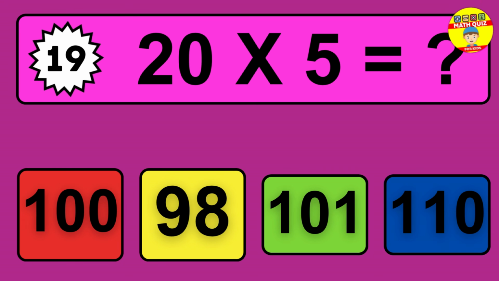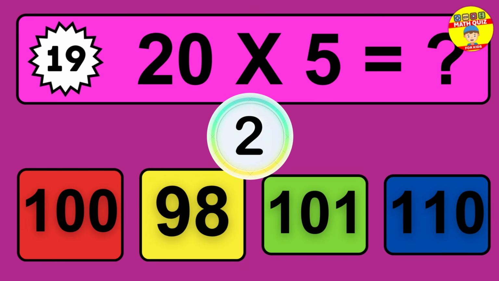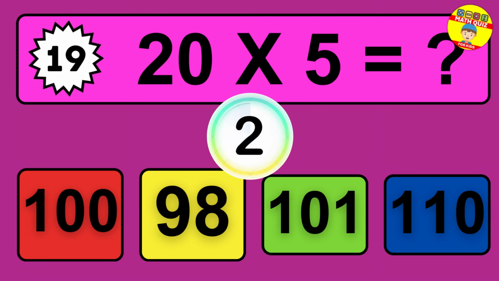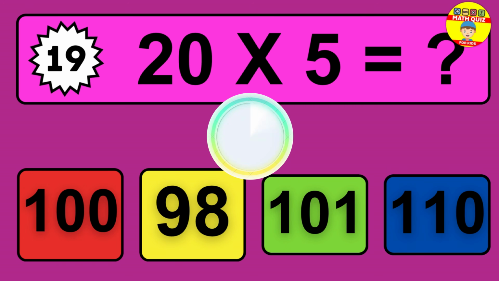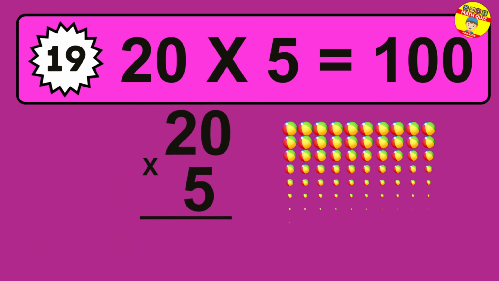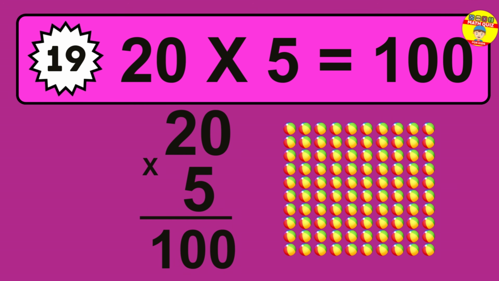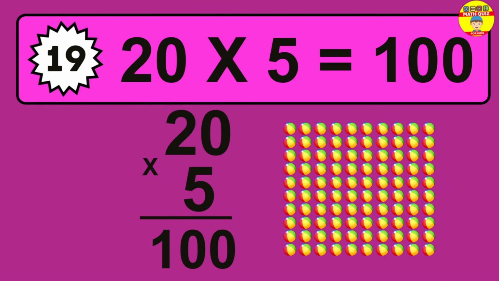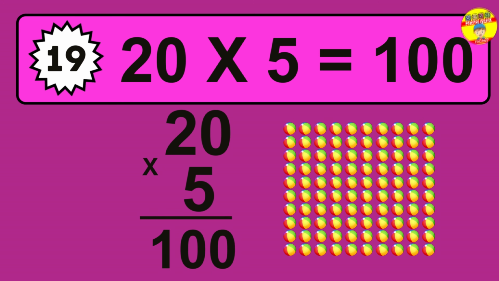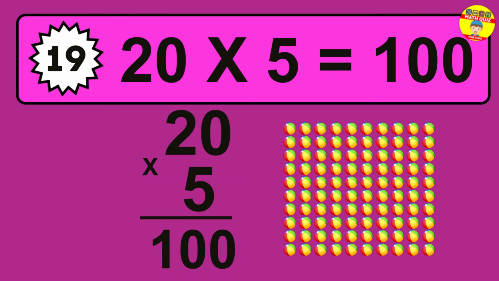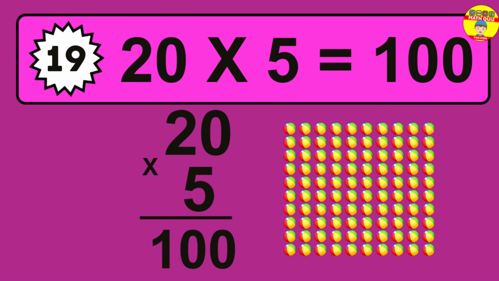Question 19. 20 times 5 equals what? So, the answer is 20 times 5 is 100. To calculate, we have 20 groups with 5 balls each one. So, how many balls do we have? 100 balls.